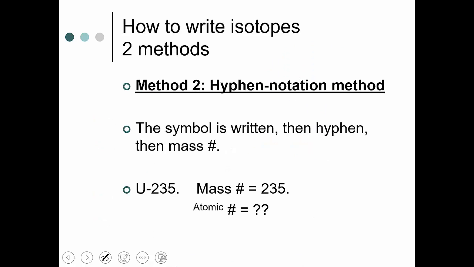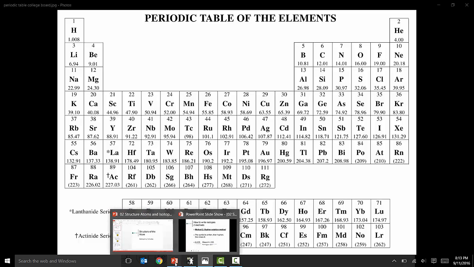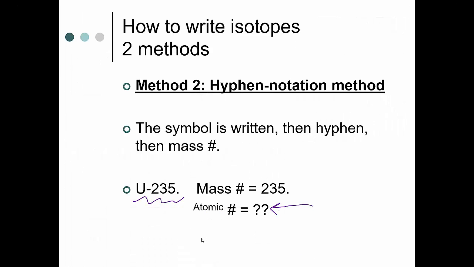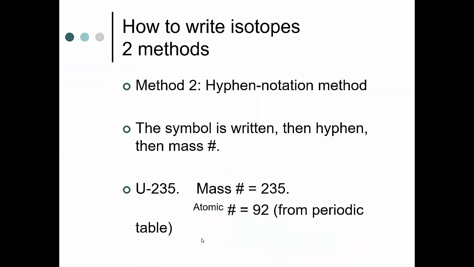So again, this is the hyphen method. You do the symbol, then a hyphen, then the mass number. So the example of uranium that we looked at earlier becomes just U-235. Again, the atomic number we don't really need to write because if we wanted to know it, we could easily look it up. For uranium, down here, the atomic number is right there. It's number 92. All right, so that's pretty much it.